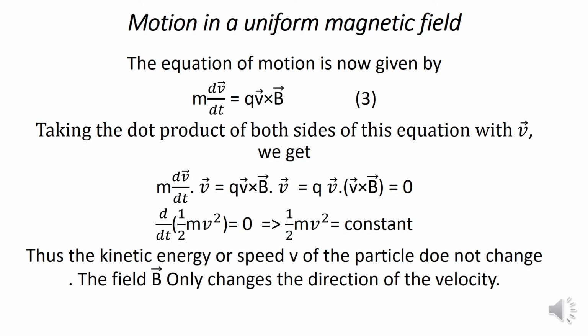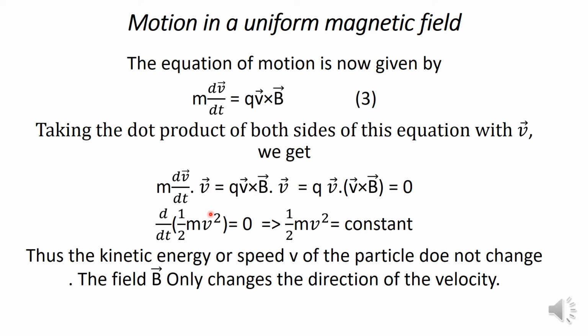Next we consider the motion of the charged particle in a uniform magnetic field, and in that case the equation of motion is given by m dv/dt = q v × B. Taking the dot product of both sides of this equation with the vector v, we get m dv/dt · v = q (v × B) · v, and this term is equal to 0 because if we arrange it we find v × v, which is 0 because the cross product of the same two vectors is equal to 0.